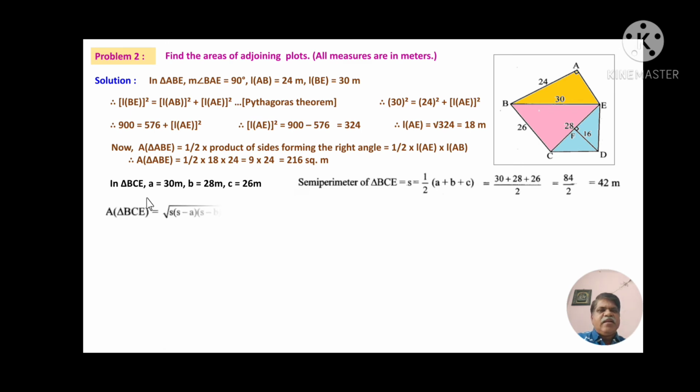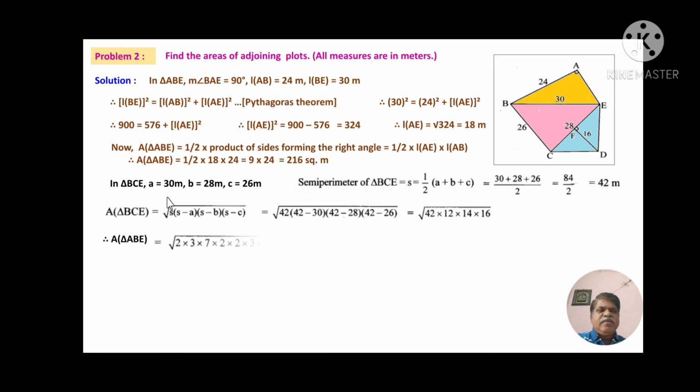Now, area of this triangle BCE is equal to under root S into bracket S minus A into bracket S minus B into bracket S minus C. Now, put the values of this S, A, B and C. So, the equation will become area of triangle BCE is equal to under root 42 into bracket 42 minus 30, 42 minus 28, 42 minus 26, which will be 42 into 12 into 14 into 16.